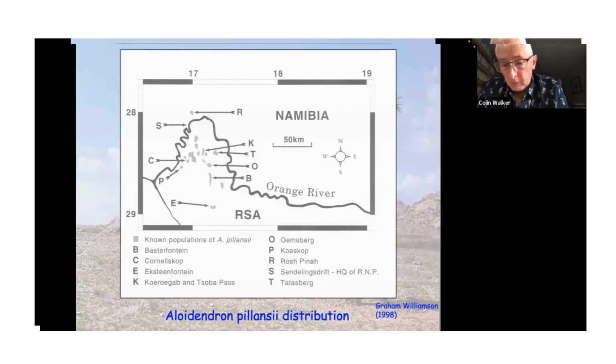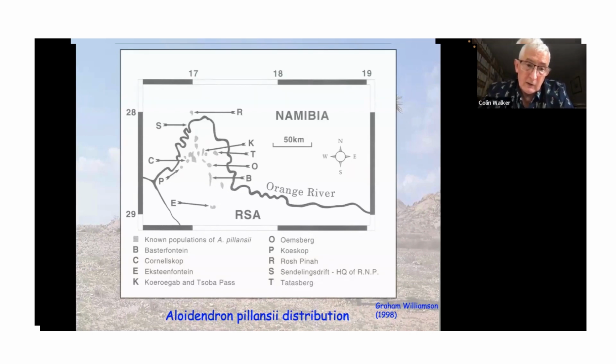This is taken from Graham Williamson's paper in 1998, and I'll show you the cover of the journal Bradleya in a minute. So this is the late Graham Williamson's distribution map of Aloidendron pillansii. Graham was mainly looking at populations in the Richtersveld, which are all identified there by letters.